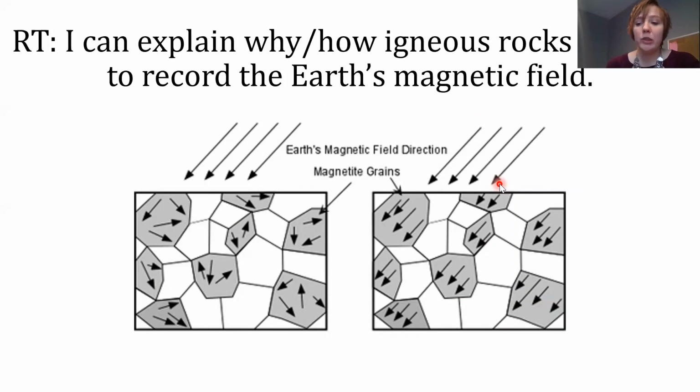Once it's all cooled down and it's all solid, this magnetism is locked into those mineral grains. Those mineral grains can't move around at all. And that means that the rock is basically a record of the magnetic field of the Earth at the location where it was formed at the time where it was formed. And that's why we can use igneous rocks to tell us something about the past magnetic field of the Earth.